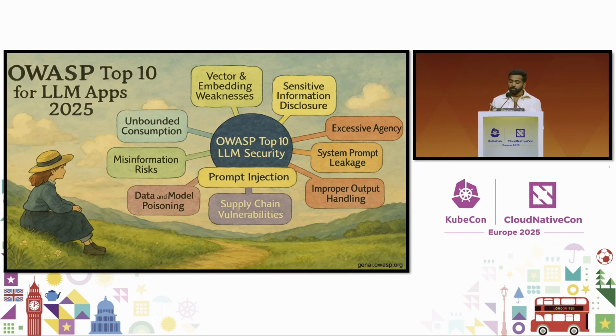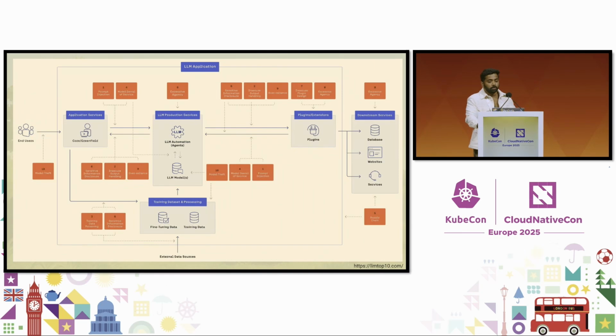Then there is improper output handling, excessive agency. Then there is sensitive information disclosure, which is the OmniGPT data leak example. Similarly, vector and embedding weakness, you will see this more in RAG systems. Then there is supply chain vulnerability. This is the DeepSeek API, which we talked about. Similar kinds of examples.